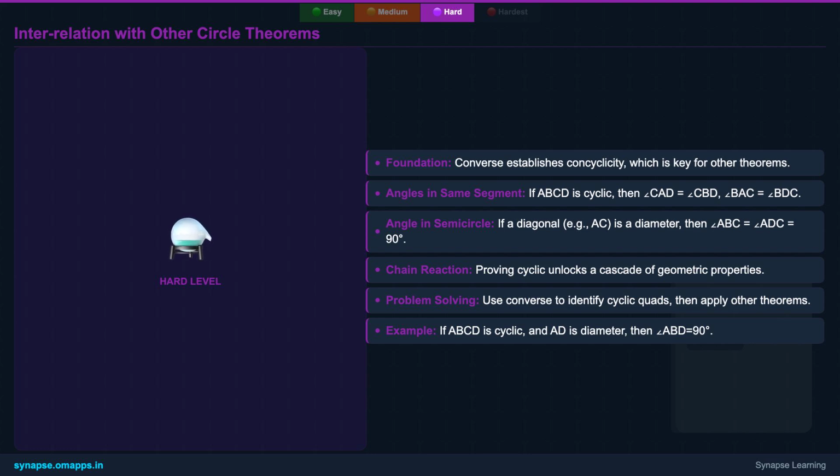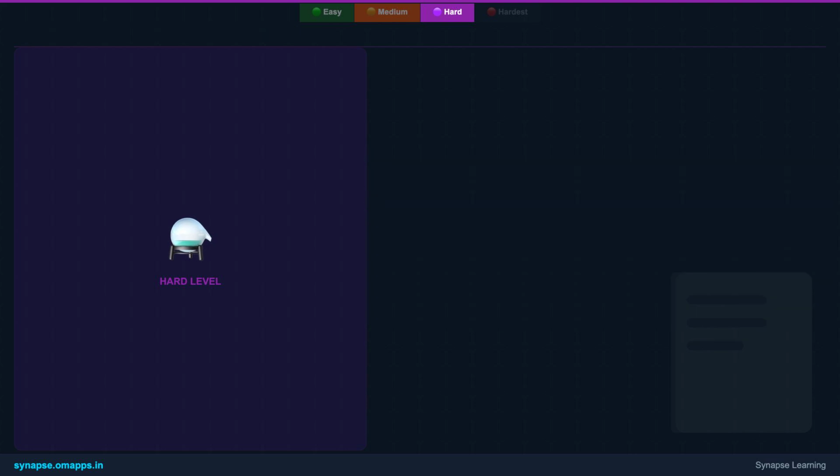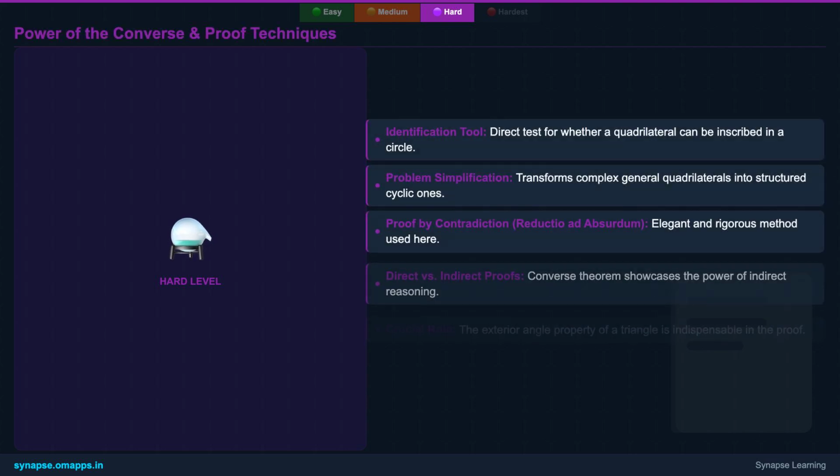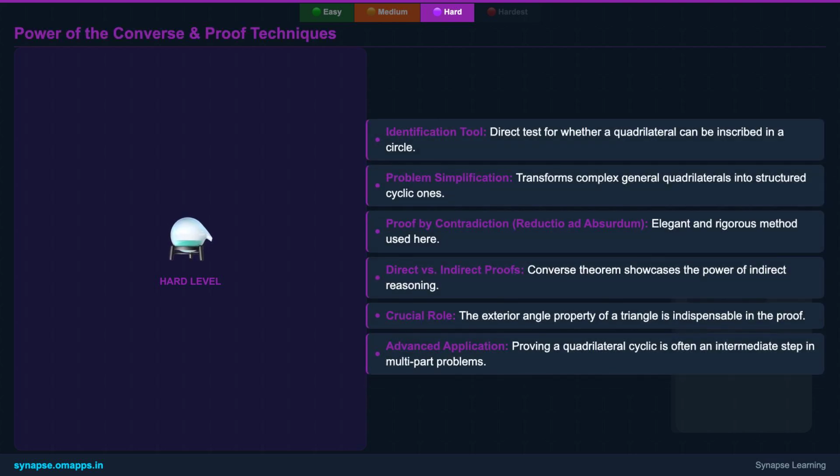Similarly, if a diagonal of this newly proven cyclic quadrilateral turns out to be a diameter, then any angle subtended by that diameter at the circumference will be a right angle, or 90 degrees. The converse theorem is your gateway to applying these powerful relationships, helping you solve more complex geometric problems by first confirming concyclicity. The power of the converse theorem lies in its ability to provide a definitive test for concyclicity.